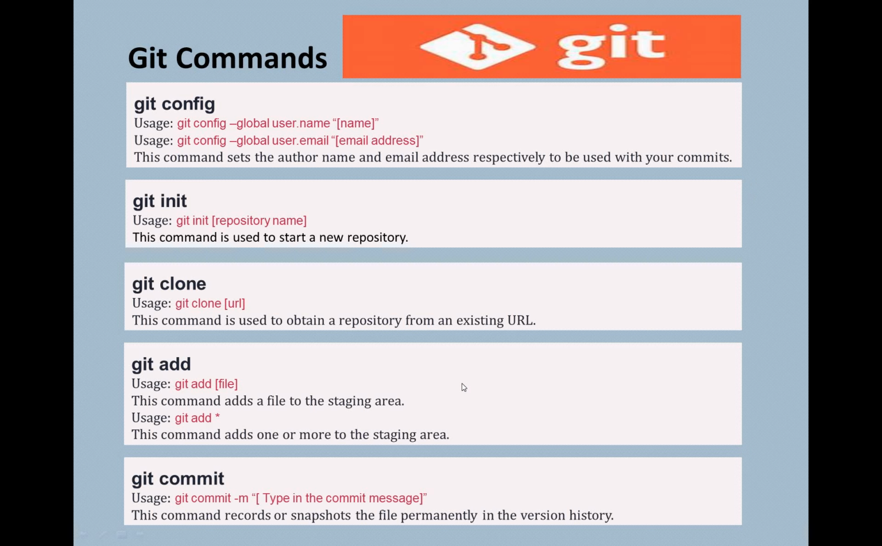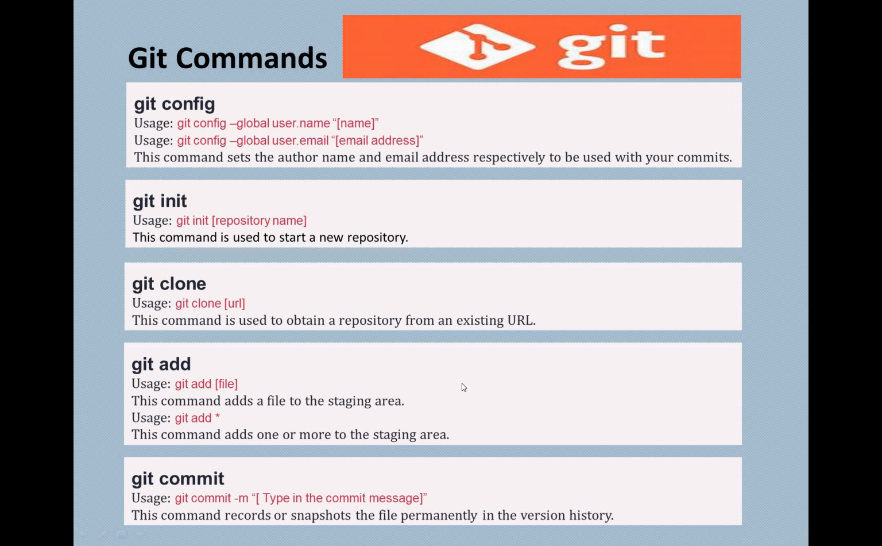And the second command is git init. You use git init and then you mention the repository name. This command is used to start a new repository. Okay. And next one is git clone. The usage is git clone and you need to mention the URL. The URL is something which you need to take from your GitHub or any other place similar to GitHub. This command is used to obtain the repository from an existing URL, whatever URL you are giving there. It may be remote or it may be some other URL.